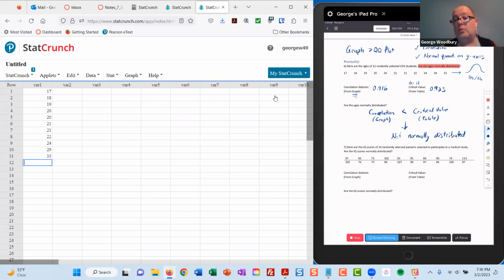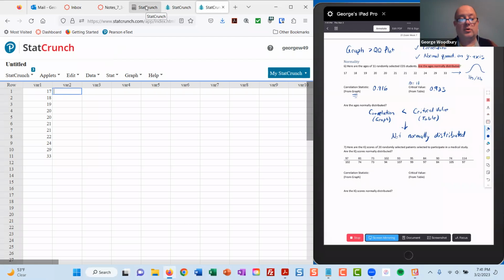So we've got one problem left to do, and I want you to do the same thing. What I want you to do is get these 20 numbers into StatCrunch and find the correlation statistic. Then when we're done with that, we'll go to the table to get the critical value and make our decision. I'm going to read the numbers out as I type them under var2.